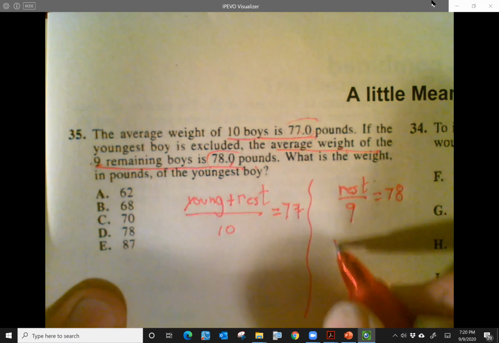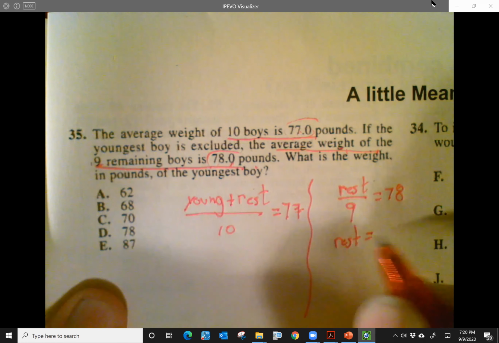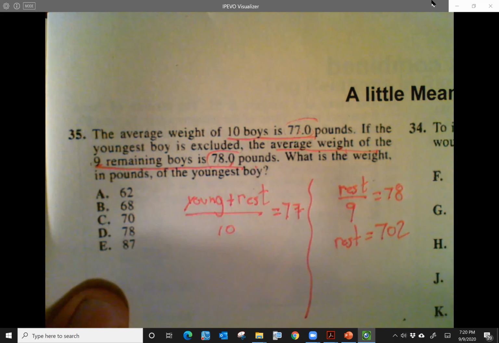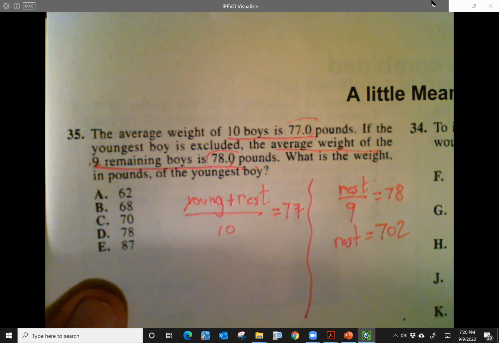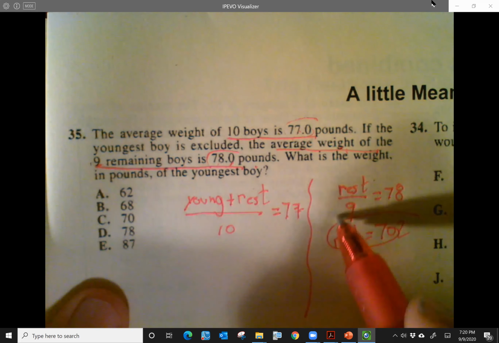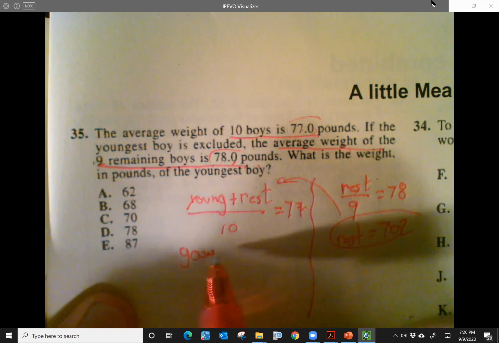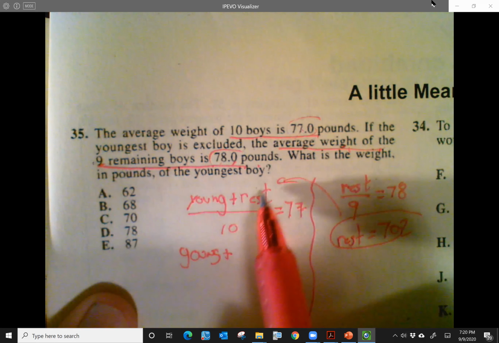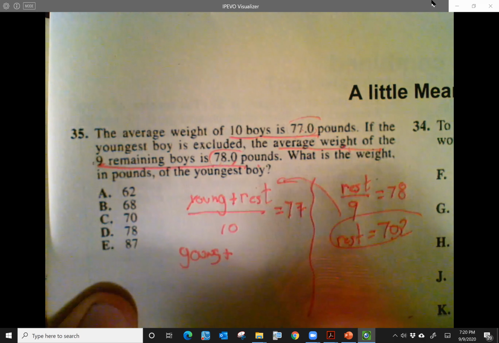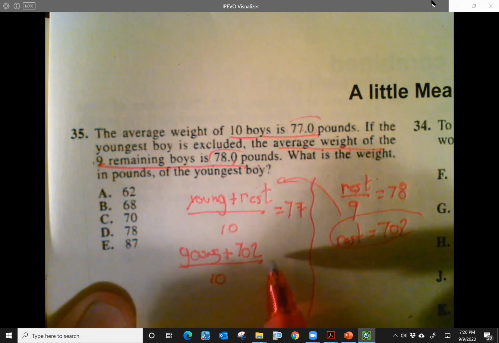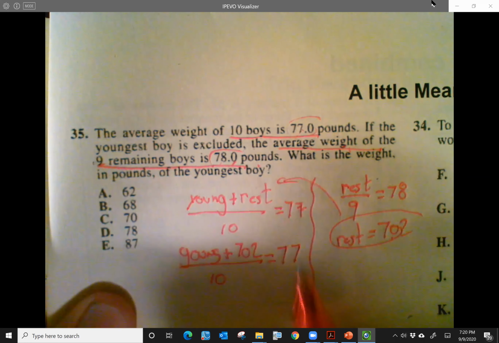Now that means that the rest of the boys have got to weigh a total of 702, right? All of them together would make 702. Well, I can take that number and plug it back in. So we now have the youngest plus how much did all the rest of the boys weigh? 702, divided by 10 is 77.